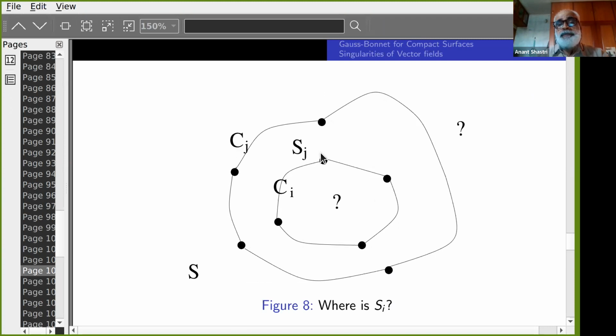Okay. Where is the SI? The CI is contained inside SJ. Where is SI? Is it this part, or is it overlapping like this? So where is this SI? That is a question.